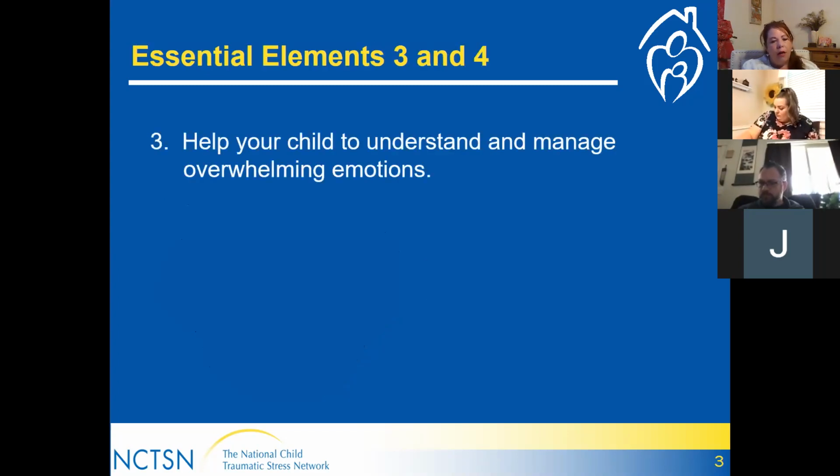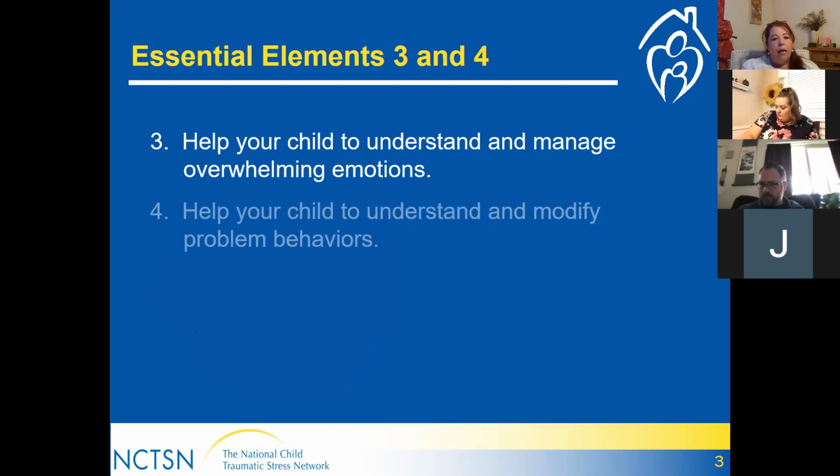So essential elements 3 and 4. 3 is to help your child to understand and manage overwhelming emotions. And 4 is to help your child understand and modify problem behaviors. We talked a little bit about this last week, about helping them to start recognizing where some of these behaviors are coming from. Obviously, that needs to be done on an age appropriate level. But I think it can be very helpful when you start to tell them, this trigger is coming up in your life. You might have some of these behaviors come up again. What can we do? What coping skills can we come up with? What can we do to help you with this, rather than just have this trigger take over your life? I think when we start to help them recognize the connections between their behaviors and their thoughts, feelings, and actions, that can really be impactful to the child.